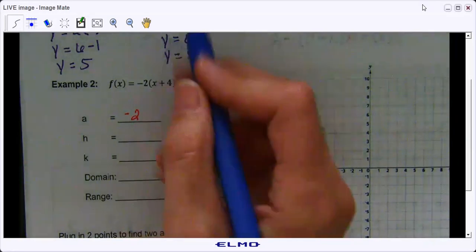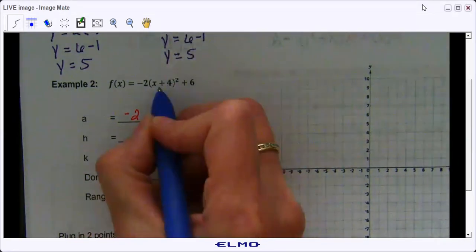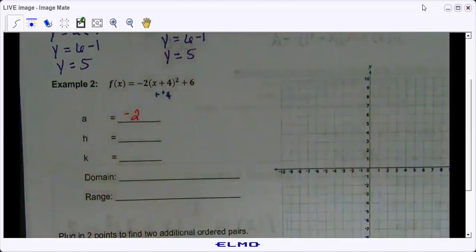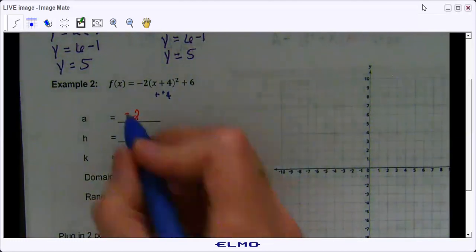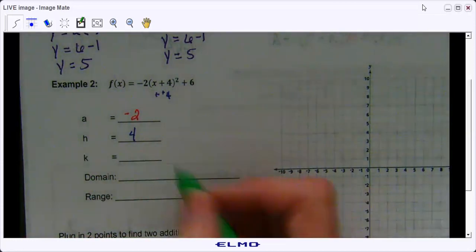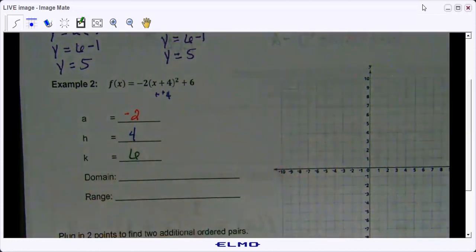Esther, what is our H? -4. A lot of students will put +4, but because that's a negative, that means that we're going to minus a -4, which makes it a +4 according to the equation. So this would be a +4. Tyson, what is our K? 6. 6. Keegan, what would be our vertex?